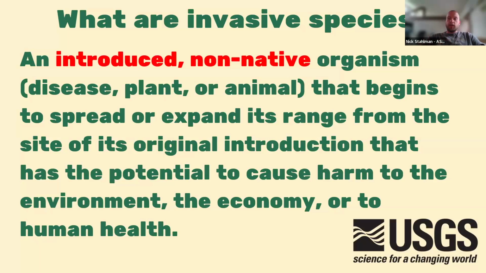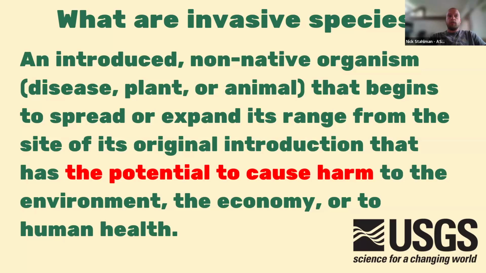The three big components of an invasive species is the fact that it's an introduced non-native species. So something that was originally from some other part of the world and then is now in this new area, but it also begins to spread or expand its range beyond that initial site. So this is something that comes in and now has spread from wherever it was first introduced, whether that's a garden or a hillside for a plant for erosion control or some sort of animal that was introduced for biocontrol. And then it has some potential to cause harm, whether that's to the economy or the environment or human health.